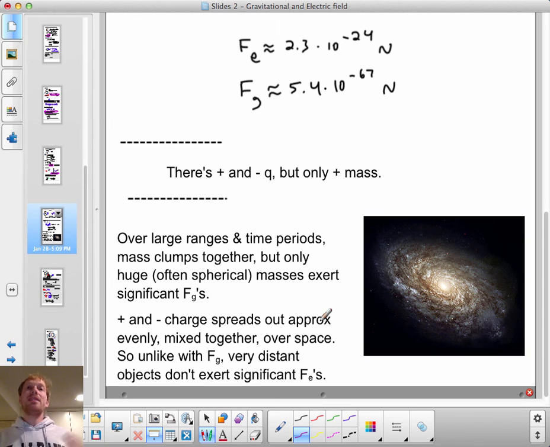Meanwhile, with positive and negative charges, you can have local concentrations of positive charge, local concentrations of negative charge. But over long ranges and time periods, the positive and negative charges tend to mix such that each region of space contains about the same amount of positive charge as negative charge. That's true of, say, your body. You are not a local concentration of positive or negative charge. And so you don't exert very strong electric forces on your neighbor, because even though the electric force is very strong, you have about as much positive charge as negative charge.